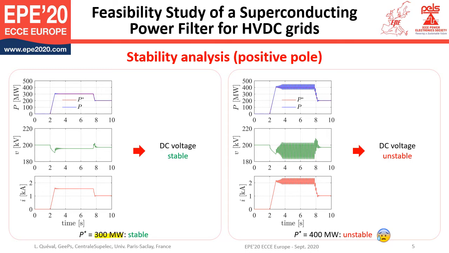At 300 MW, after a transient, the voltage of the DC bus is constant. The system is stable. At 400 MW, both the DC voltage and DC current oscillate. The system is unstable.